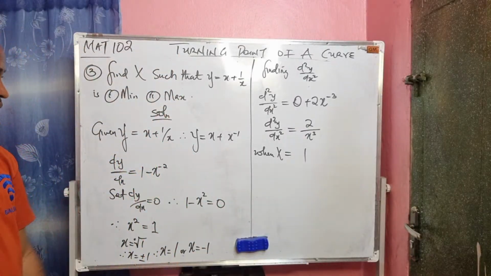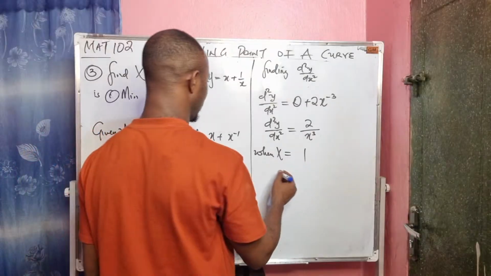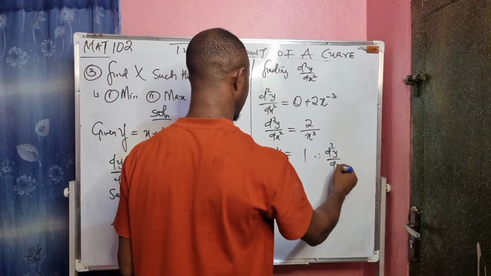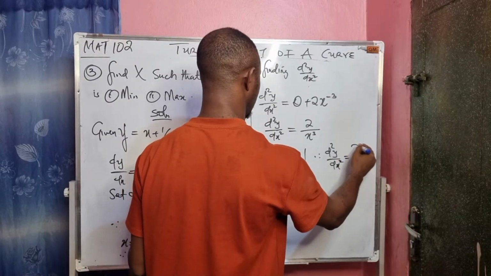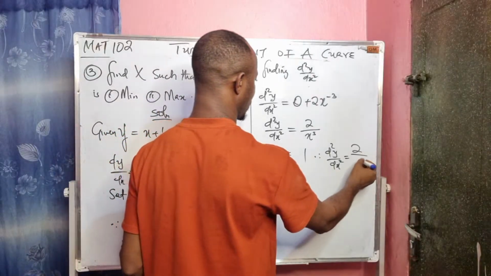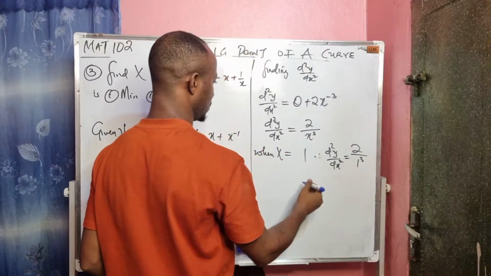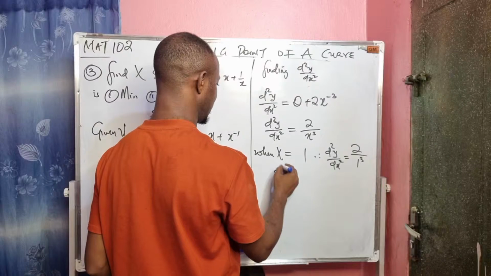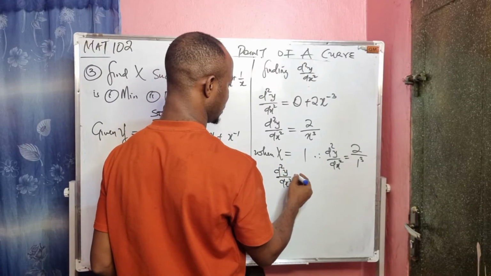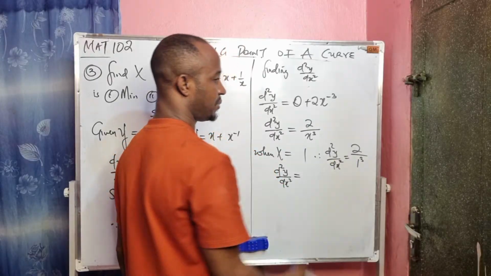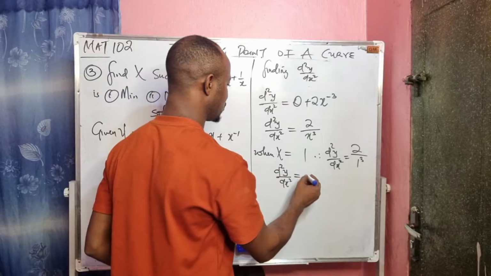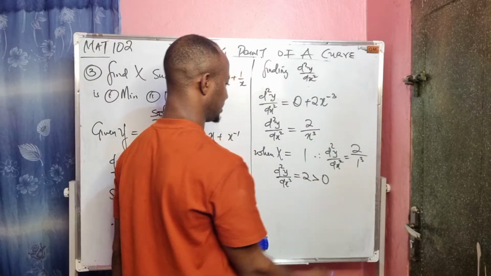That of when x equals 1. Let's see what we're going to generate here. Our d²y over dx² will be equal to 2 divided by, anywhere I see x, I'll put what? 1. So 1 to the power of 3. So what do we notice? That d²y over dx² is equal to 2 divided by 1 to the power of 3, which is 1. Divide 2 by 1, we're going to have 2. And 2 is greater than 0.